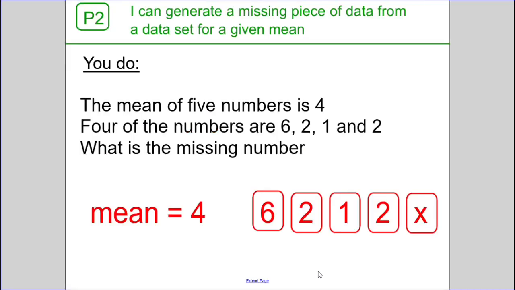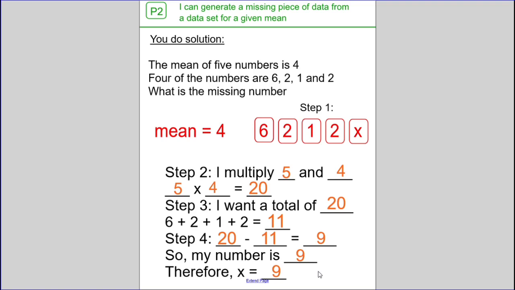Here's a question for you to try. You'll notice that there is no support. If you require support, use previous solutions to guide you. Pause the video here. Here's the solutions. Make sure that you self-assess your work.